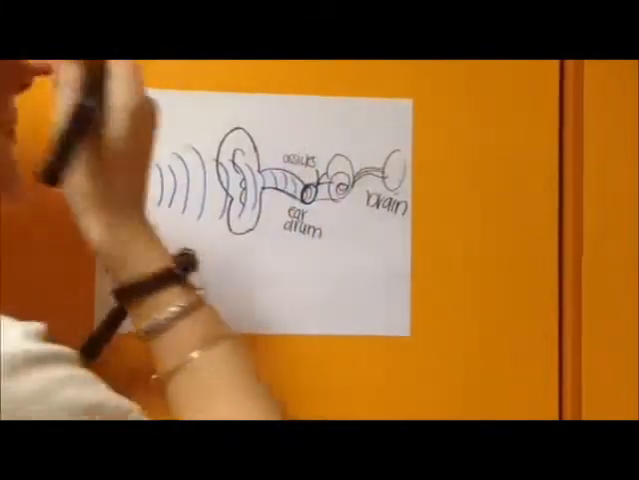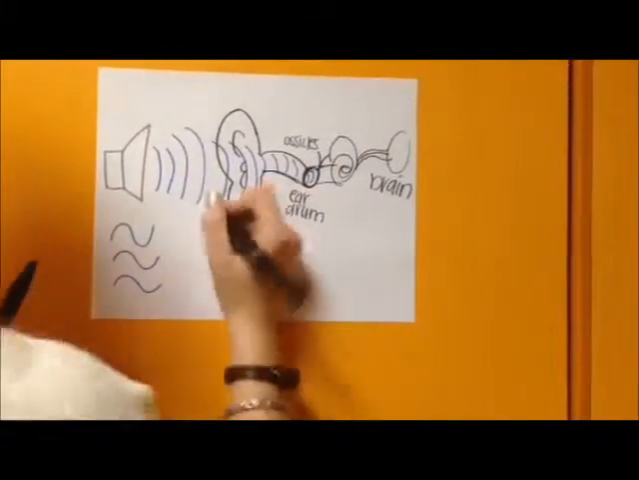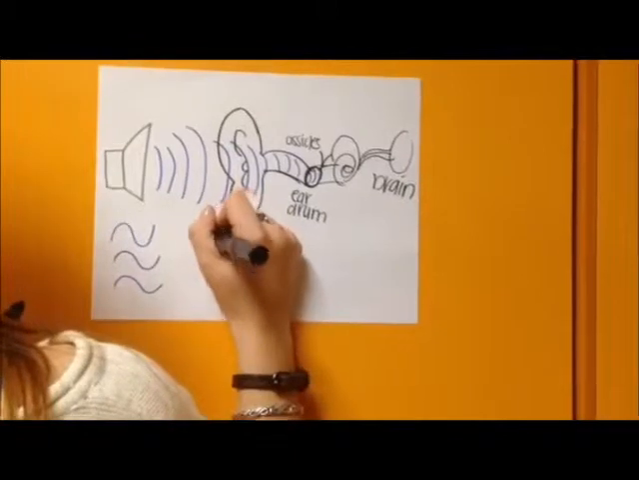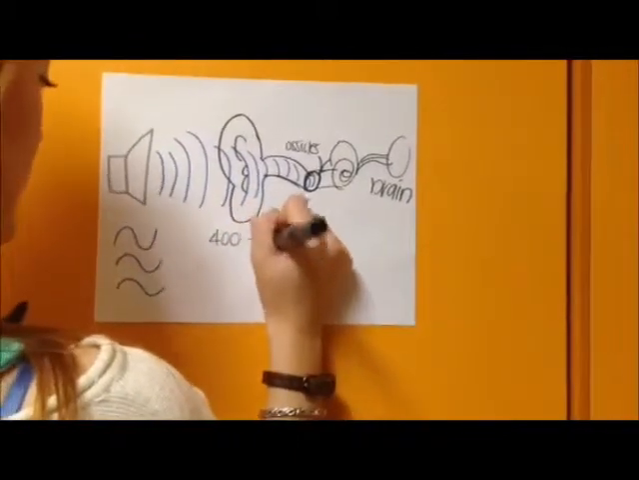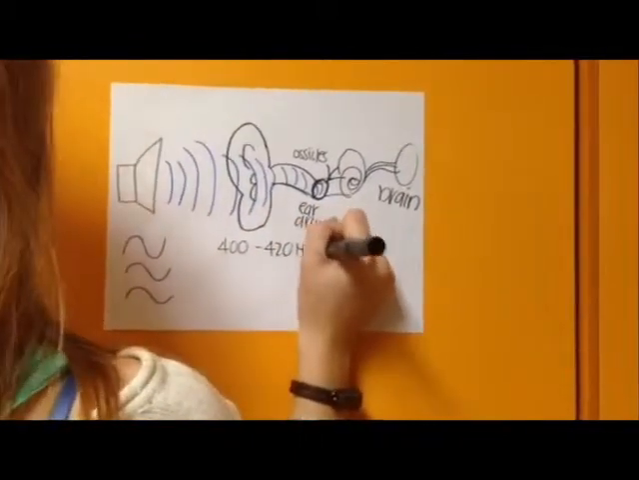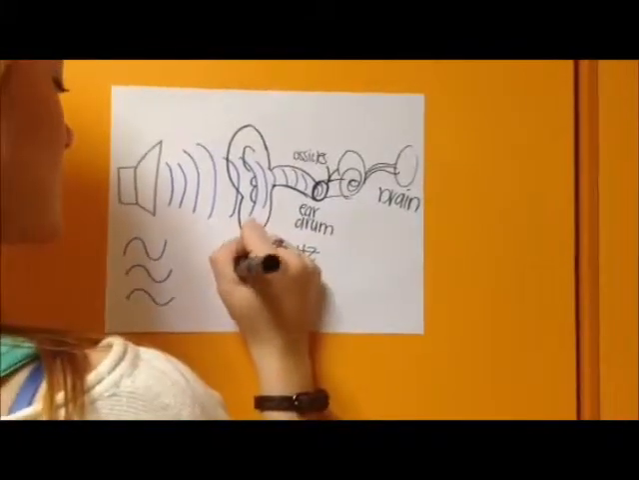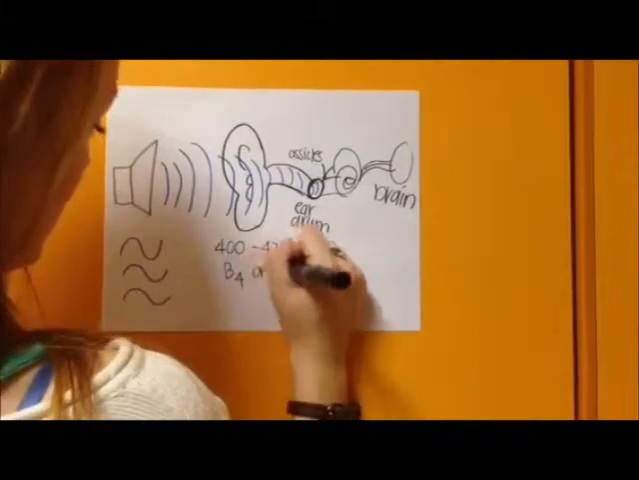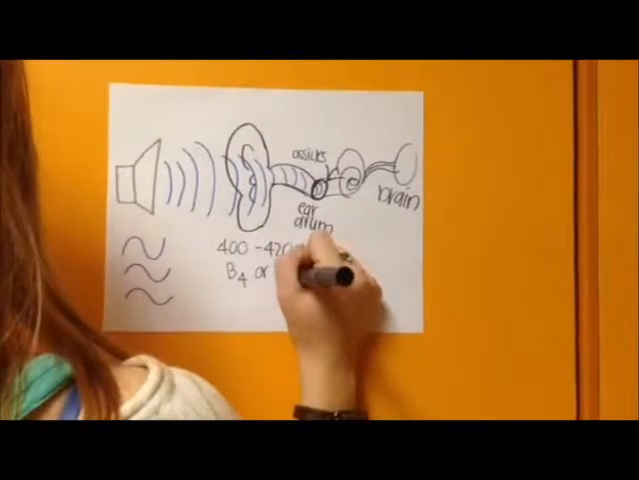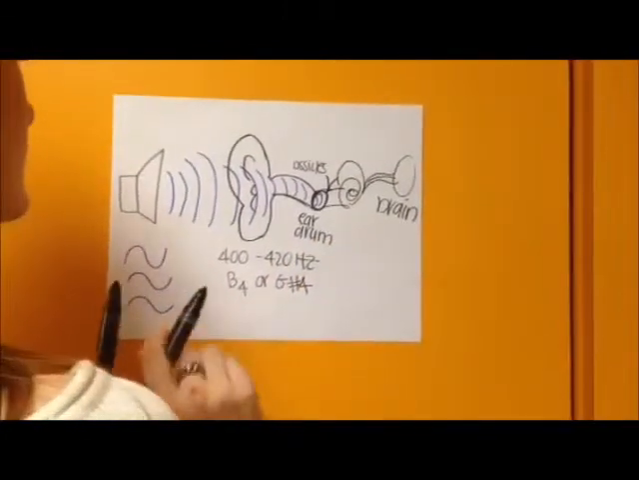So for an example, a car horn is about 400 to 420 hertz, which, if you're playing it on an instrument, is a B4 or a G flat or G sharp 4.